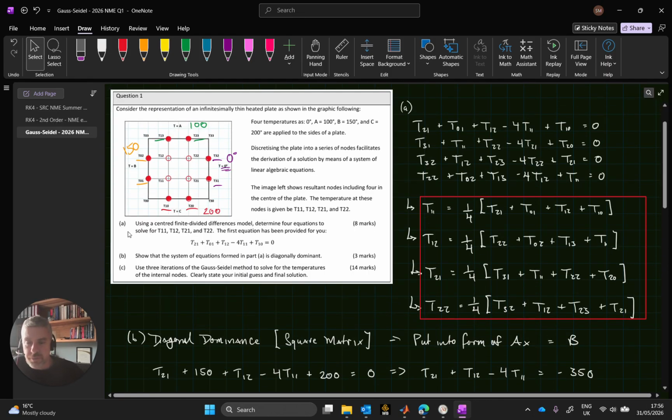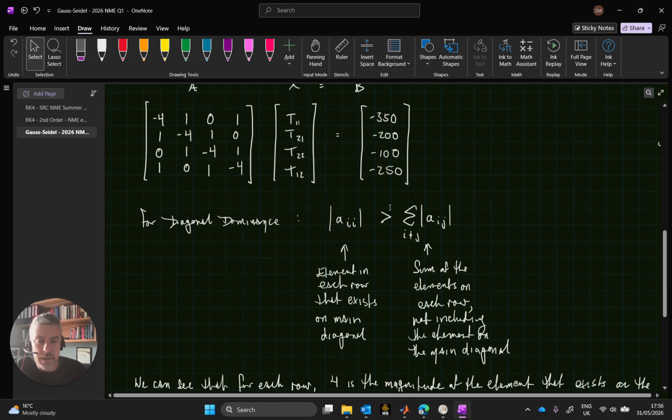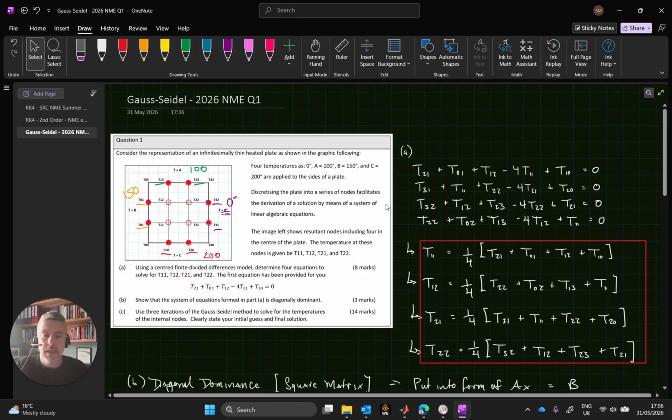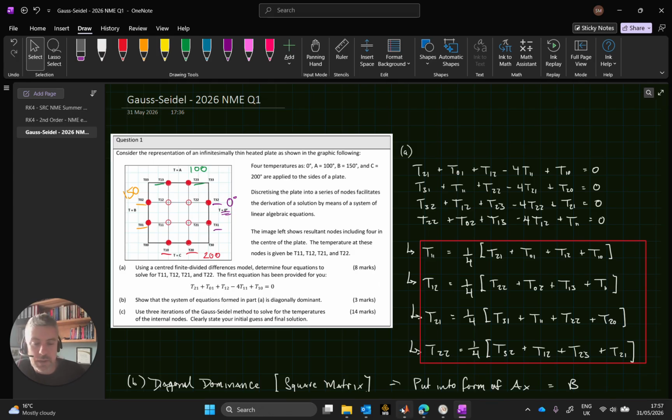All right, so for part C, we're asked here, use 3 iterations of the Gauss-Seidel method to solve for the temperatures of the internal nodes. Clearly state your initial guess and your final solution. So my suggestion is that we go into MATLAB and do it a little bit. It will be quicker and less tedious than all of this writing. Yes, I do know that MATLAB obviously has linsolve and other native functions that could be used for solving systems of linear equations like this, but it's never as fun as writing your own code or your own algorithm. So let's give it a go here from scratch.